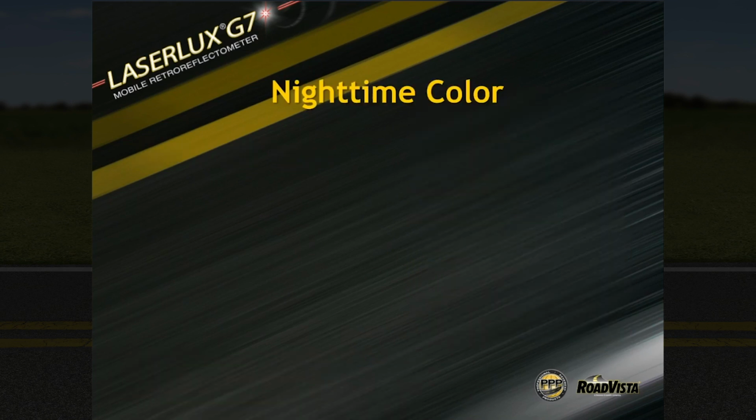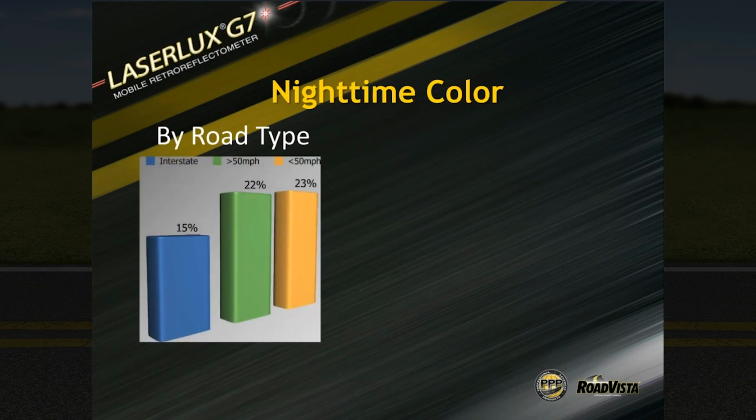All right, let's get to nighttime color. So again, biggest surprise by far. Looking at road type, we found that we had nighttime color failure. That means that the yellow fell out of the color box. Nighttime failure on interstate was 15%, and on the non-interstate roadways, about 22.5% were failed yellow color.